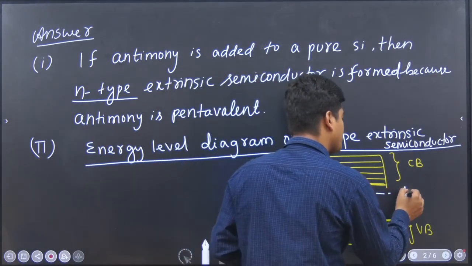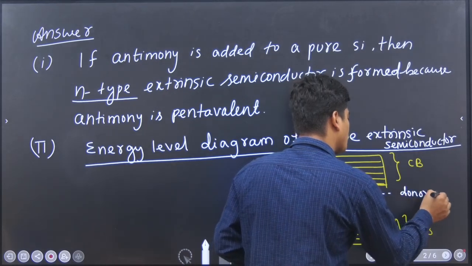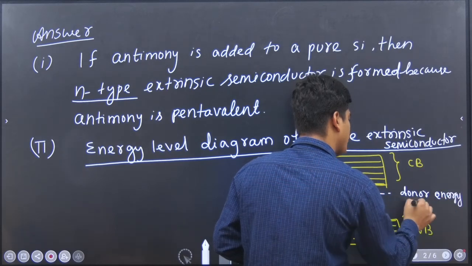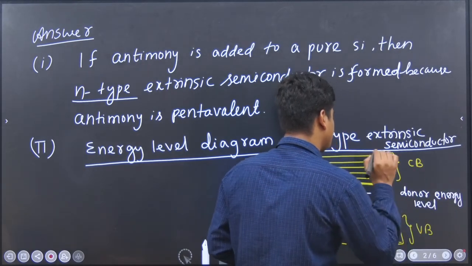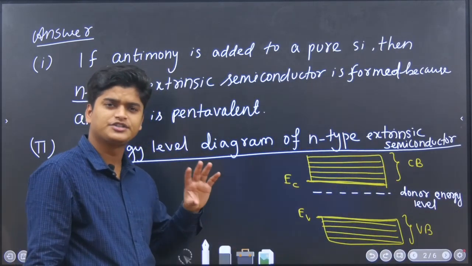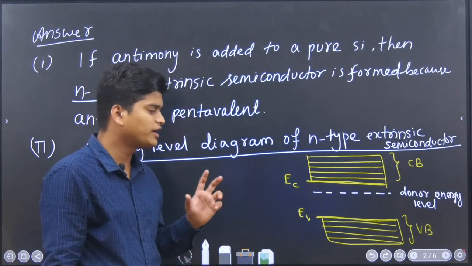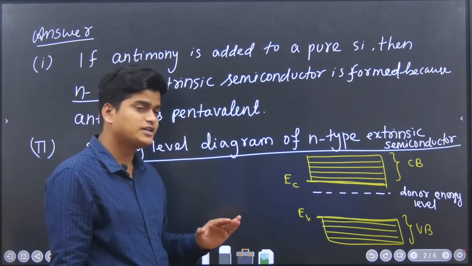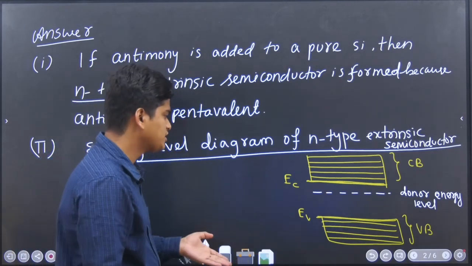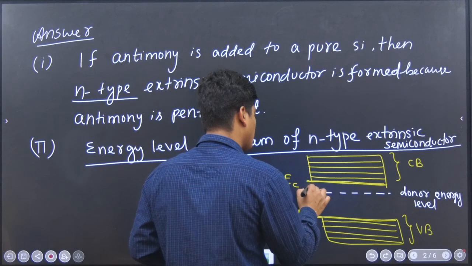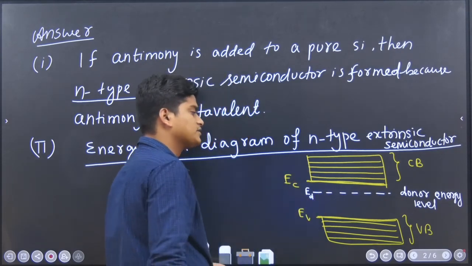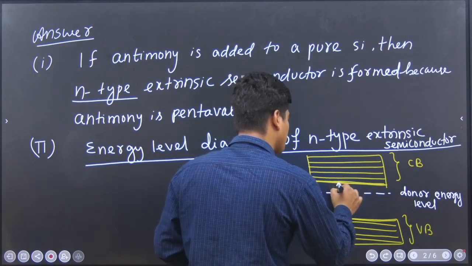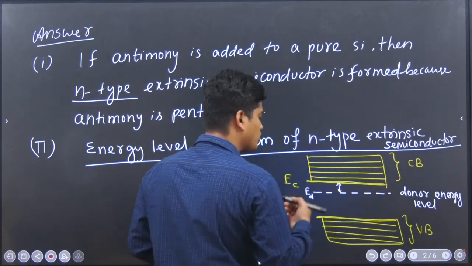So, you can write another thing here, that is the donor energy level. Okay. So, remember antimony is donating one electron, and after donating the electron it becomes positively charged, and here it is increasing the electron concentration. So, here you can also write ED, that is your donor energy level, and from here to here, so one donor energy level is there.